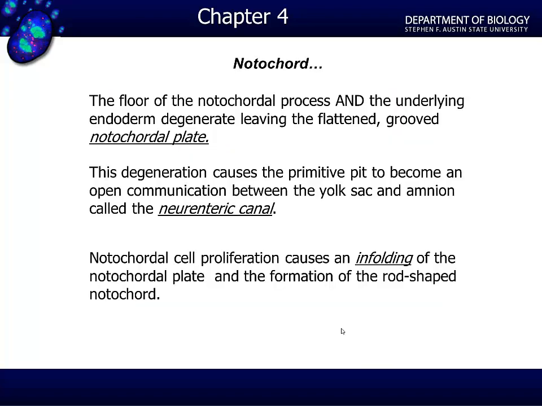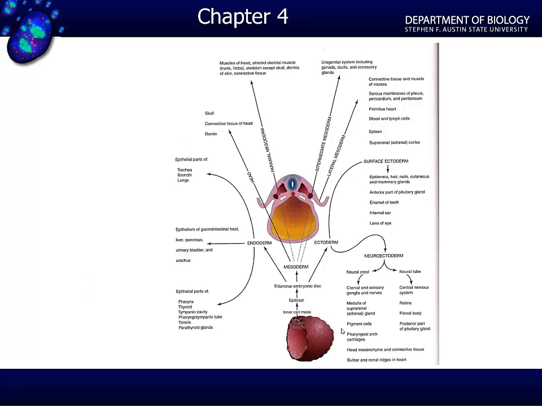So, these are the processes that we've gone through to form our 3 germ layers: ectoderm, mesoderm, endoderm. We have formed our notochord. And in doing so, we have laid the foundation then to form all of our germ layers and all of the structures that come from them.